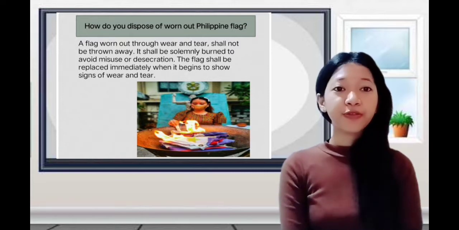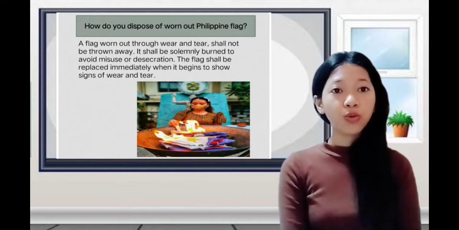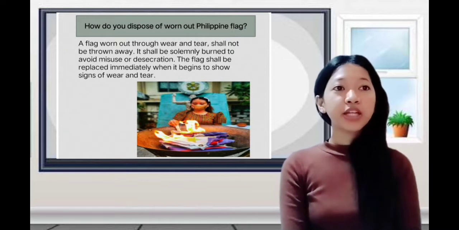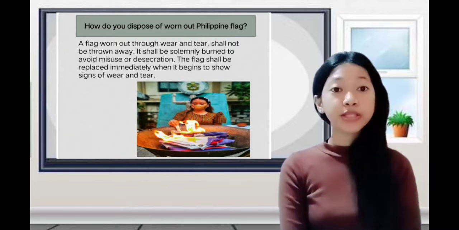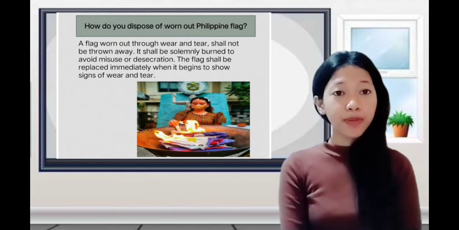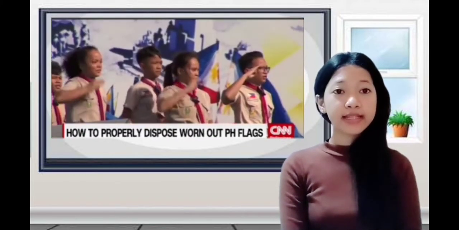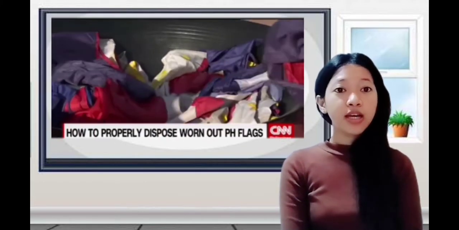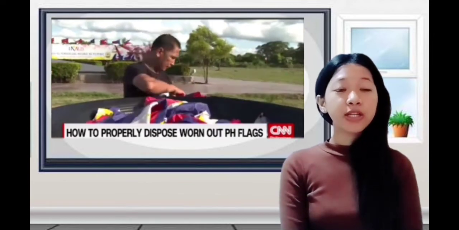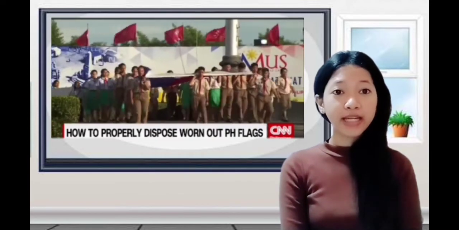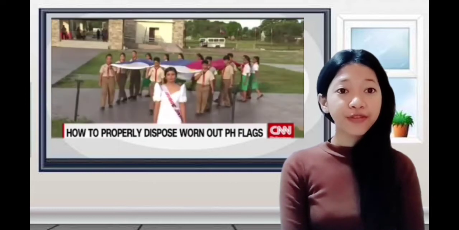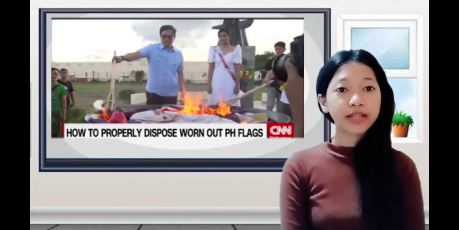So if a Philippine flag has large holes or tears, it should be properly retired. When we say properly retired, it should be properly replaced. Ilisan siya. The Republic Act 8491 dictates that the excessively worn and tattered Philippine flags should be disposed of in a dignified manner. When we say in a dignified manner, with deep sincerity.